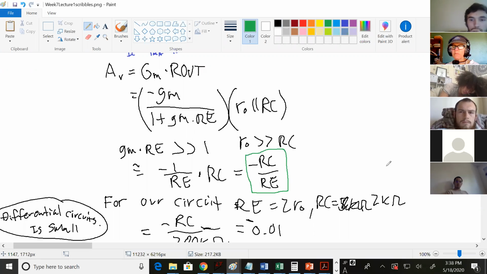So you may have seen this equation in 347. It just showed up in the lab manual, and they said, oh, the gain for this circuit is minus RC over RE, but didn't tell you where it came from. This is where it came from.